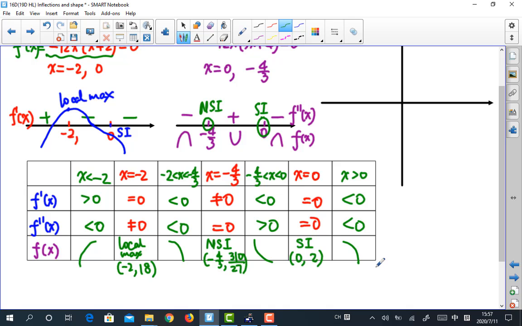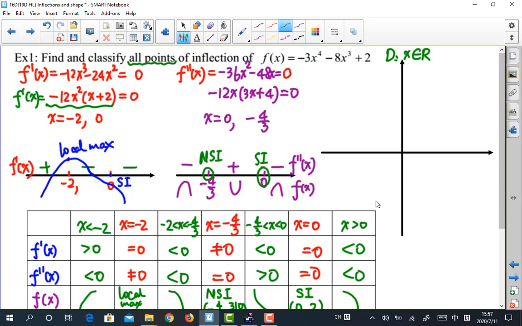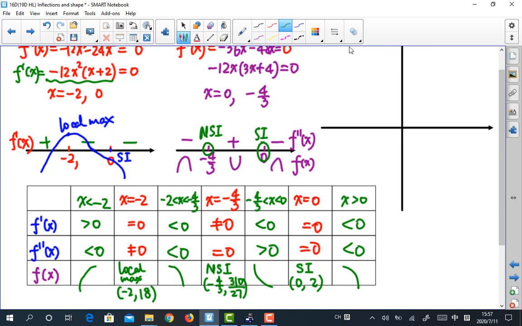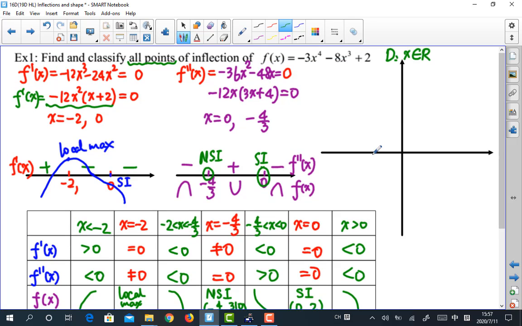So right now, based on the information I got for the original function in the last row, I only need to assemble those pieces to form the graph for this quartic function. So we should have the local maximum point, let's label it (-2, 18), local maximum point. Then the non-stationary inflection.